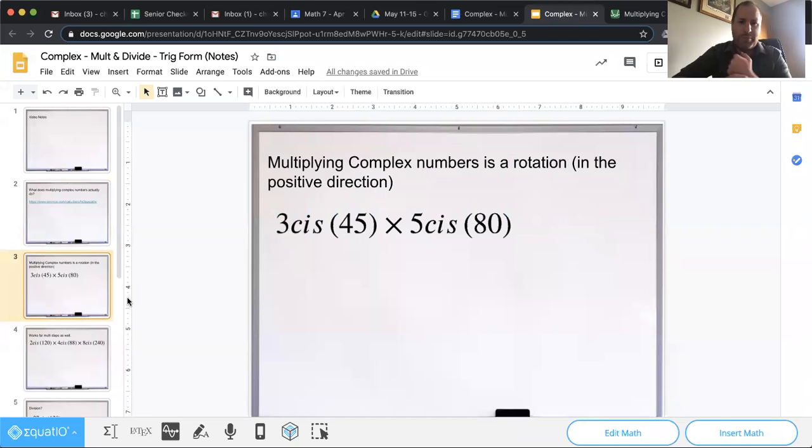So here's an example, right? 3 cis 45 degrees, 5 cis 80 degrees. Again, this is cosine plus i sine. And what this is telling us is that 3 is the absolute value. That's how far we are from 0. Now we're at an angle of 45. Same with this one. So I'm going to set these two up.